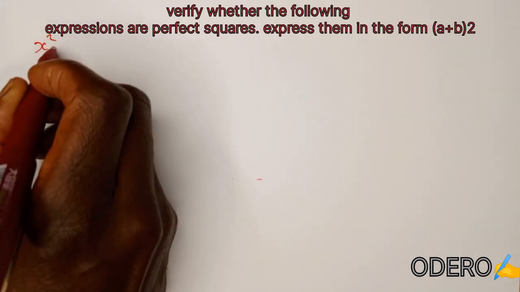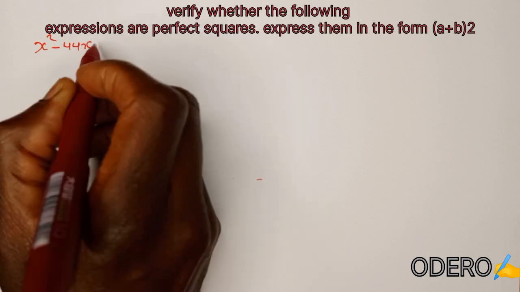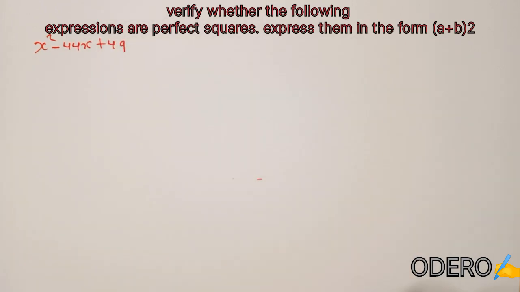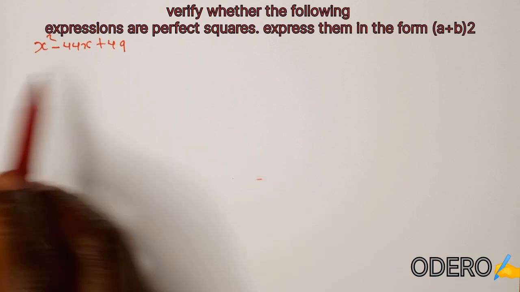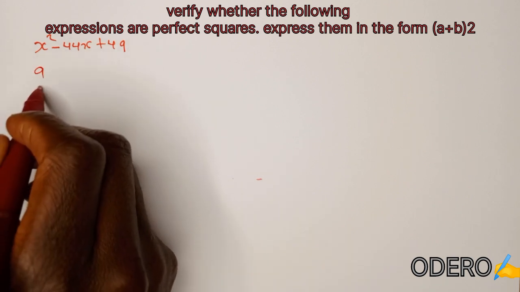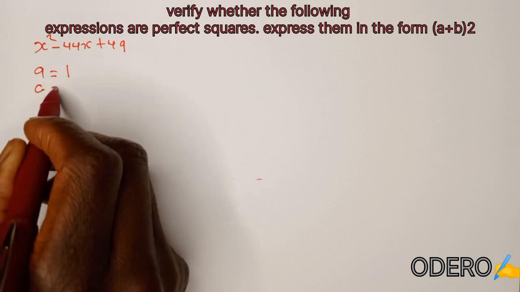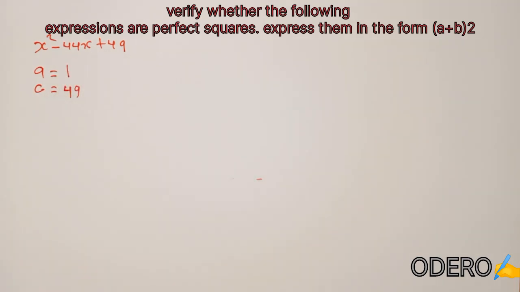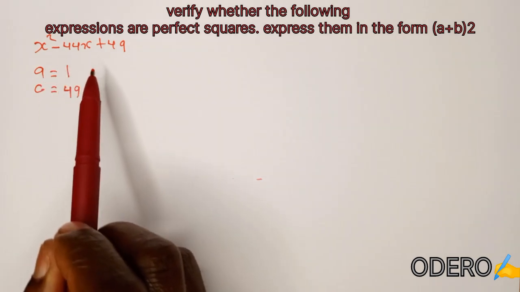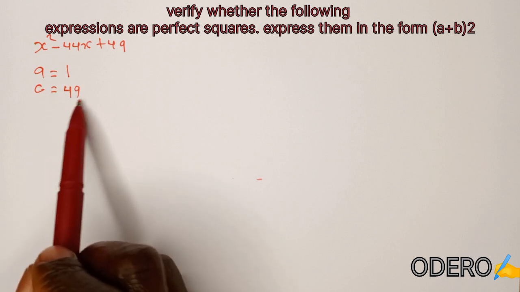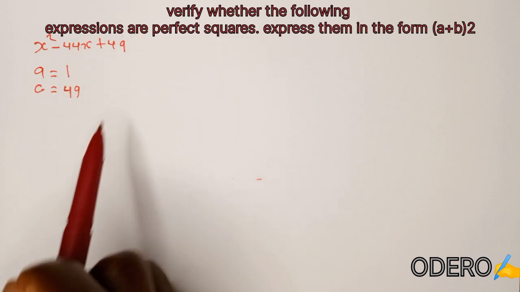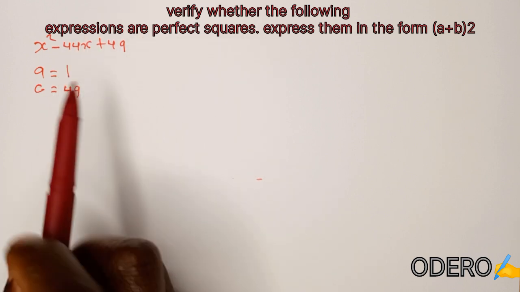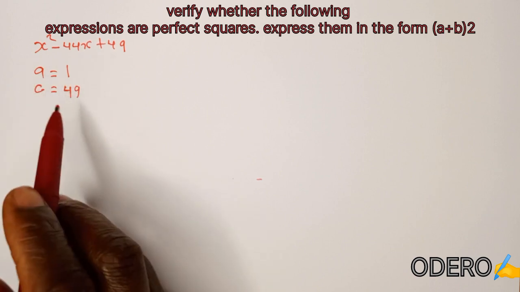Next, x squared minus 44x plus 49. I want to check if this one is a perfect square. So what I do, I look for A and C. Our A is 1 and our C is 49. Again, these two are perfect squares because they have exact square roots. The square root of 1 is 1, an exact number. The square root of 49 is 7, again an exact number. So these two are perfect squares.